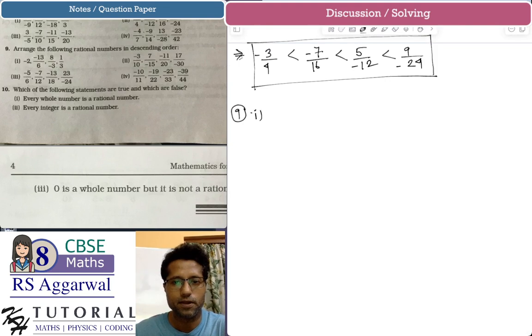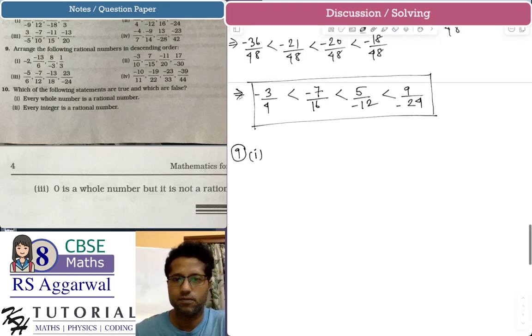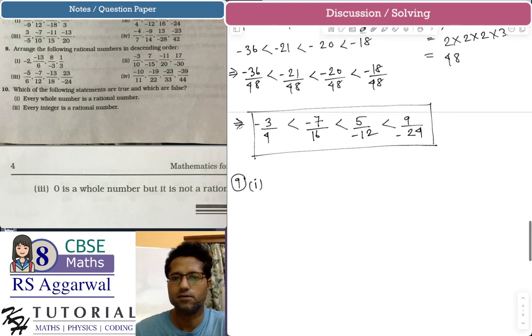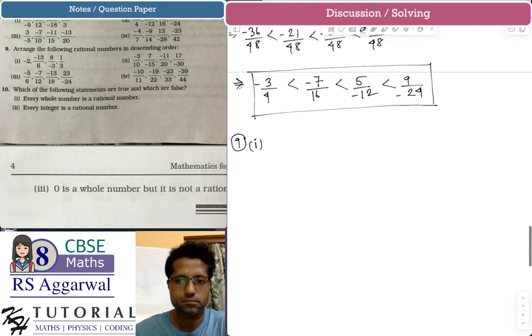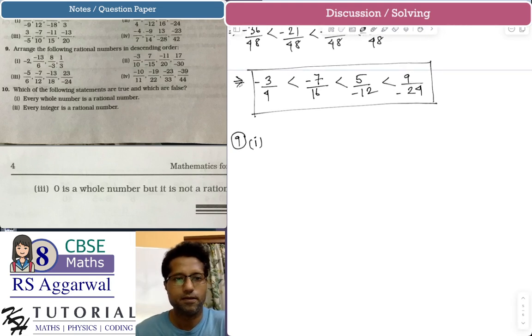Here we have to arrange the given rational numbers in descending order. Even though the logic is the same, at the last step you just have to compare the numerators and arrange them in descending order. So let's do 9 part 1.